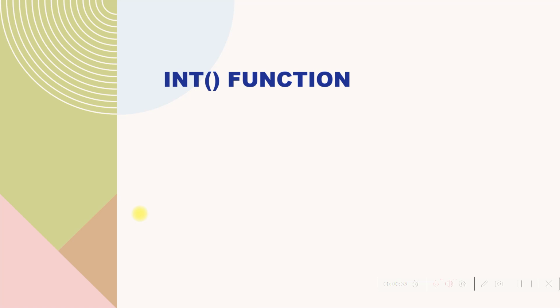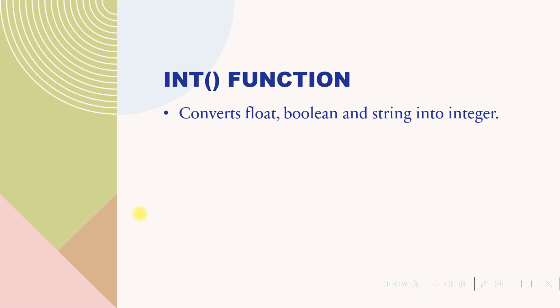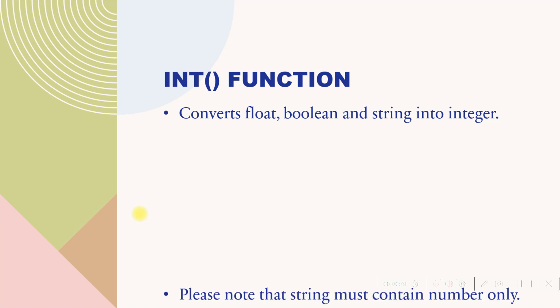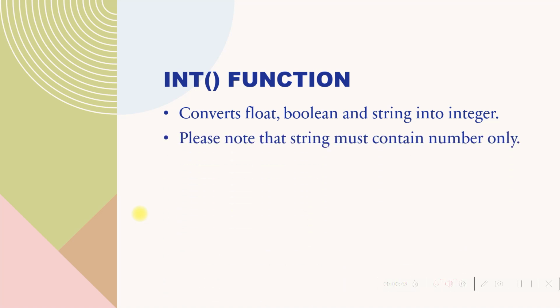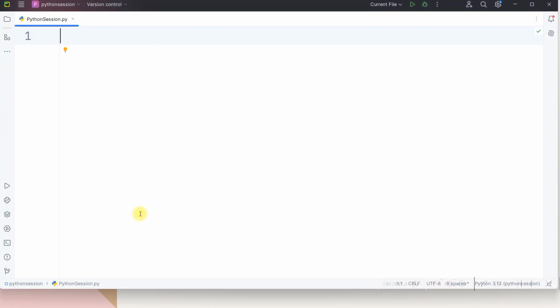The first function is the integer function. What it does is convert float, boolean and string values into integer. When we want to convert a string into a number, we must make sure that the string contains only numbers. Now let's see some examples.